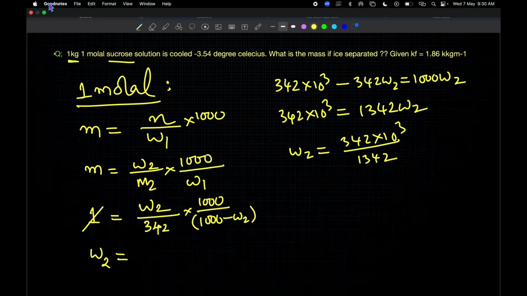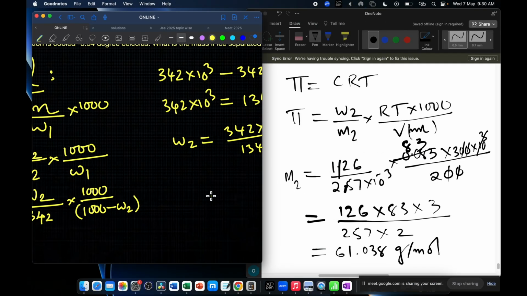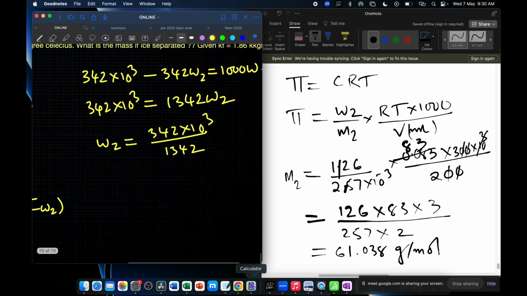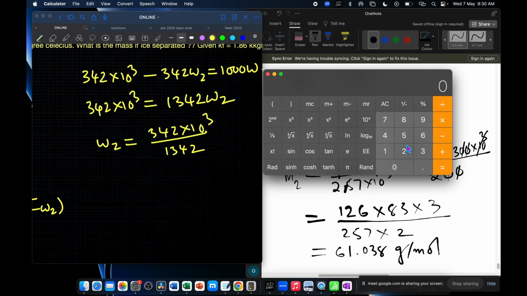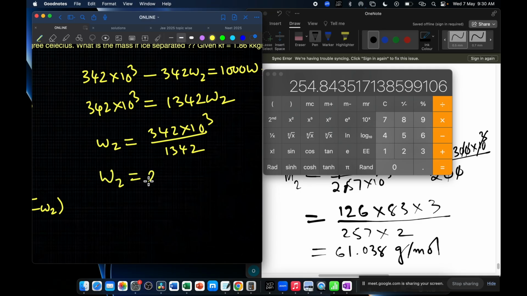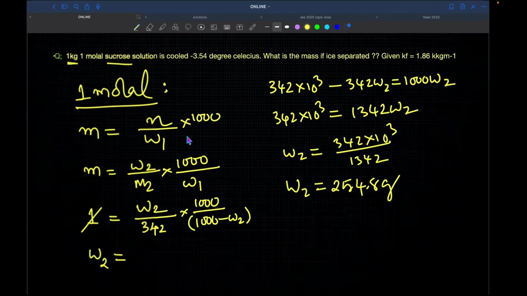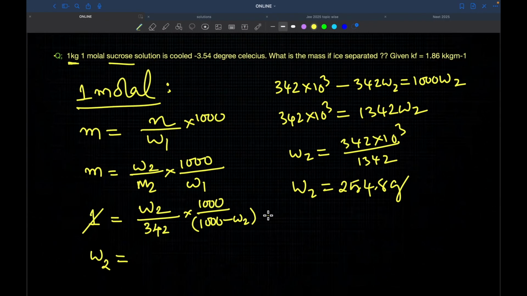Let us solve this using a calculator, because a big number is there. So 342 divided by 1342, multiplied by 1000. W2 comes to 254.8 grams. So this is part 1.